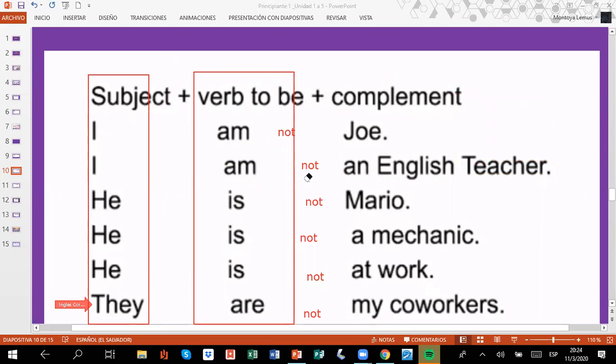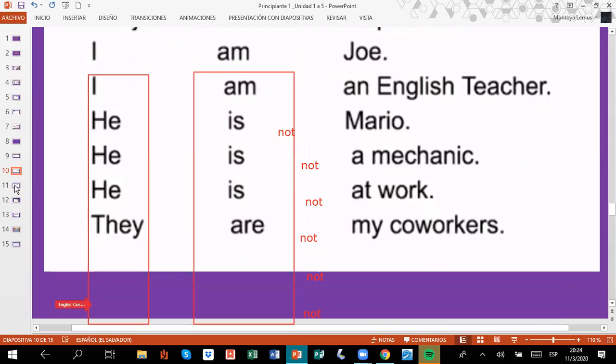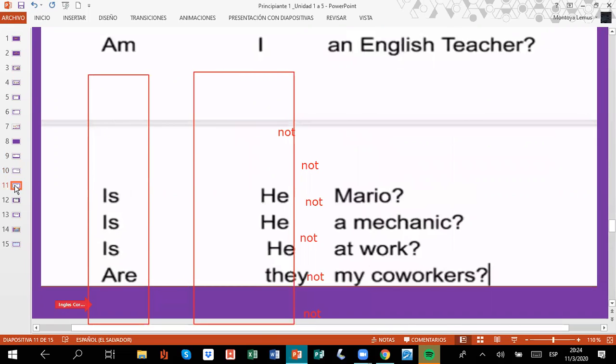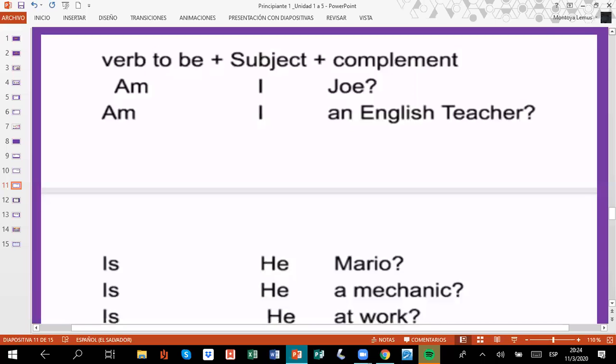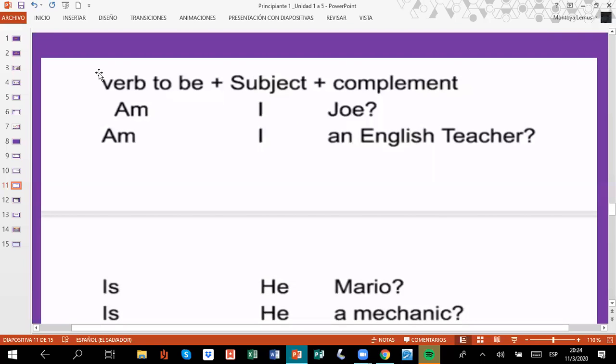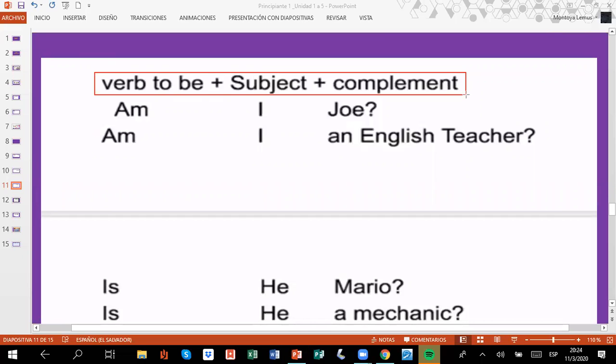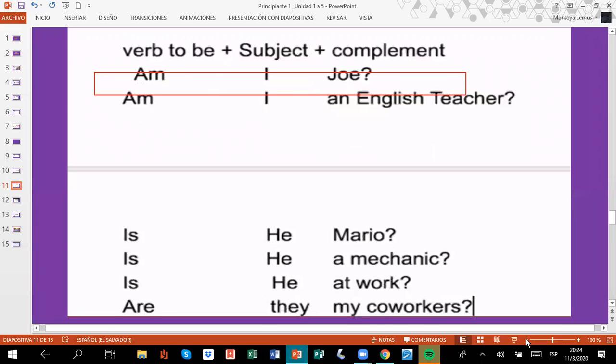Bien, entonces tenemos affirmative and negative. Y también tenemos preguntas. ¿Verdad? Questions. Preguntas sencillas de sí o no. Estos se llaman preguntas de sí o no. Yes, no questions. ¿Verdad? Y esta es la estructura de este tipo de preguntas. Primero, el verbo. Vamos a reducir esto un poco para verlo todo. Un poquito más.